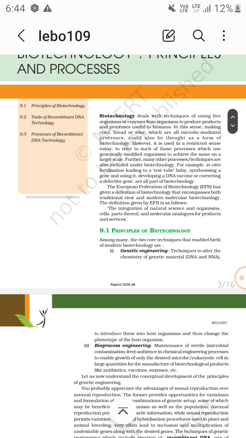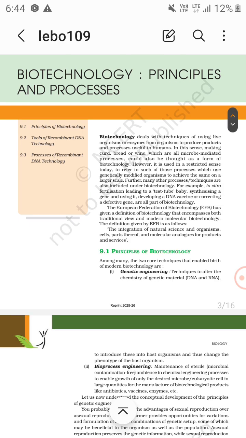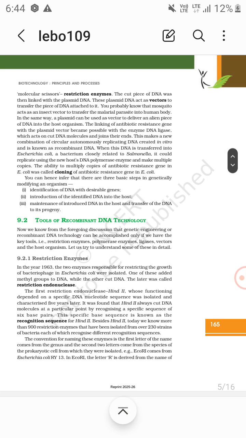And what about the definition of biotechnology? It is the integration of natural science and organisms, cells, parts thereof, and molecular analogs for products and services. So this is biotechnology. And in biotechnology, it's not only about biosynthesis, but also about marketing the product. We study that in downstream processing, right?